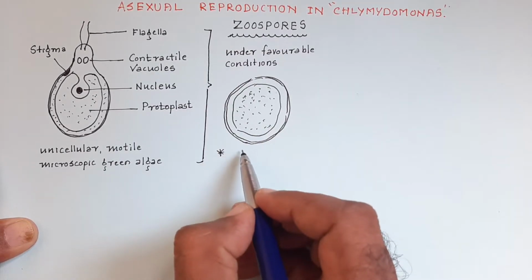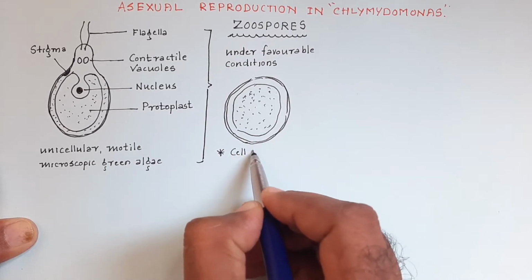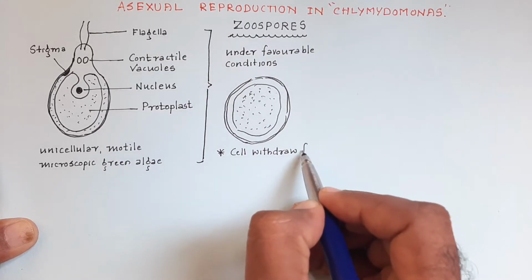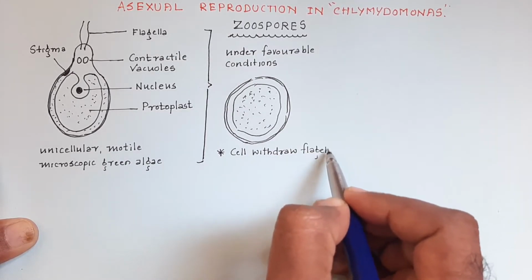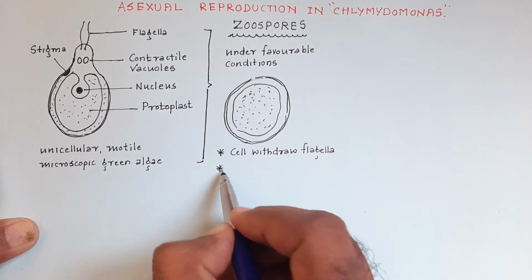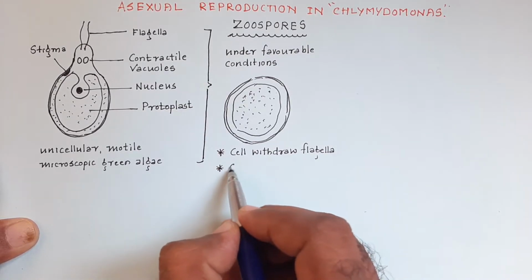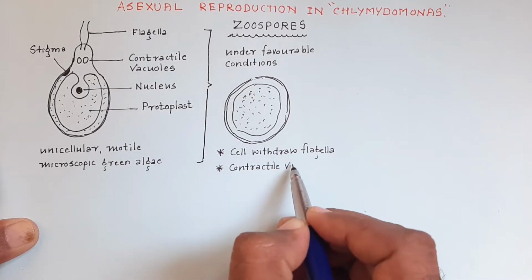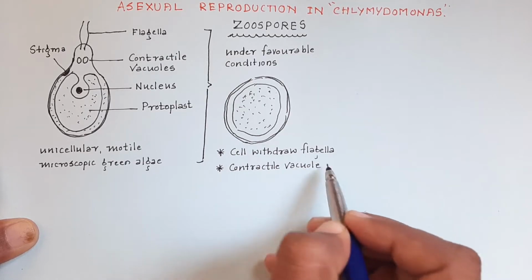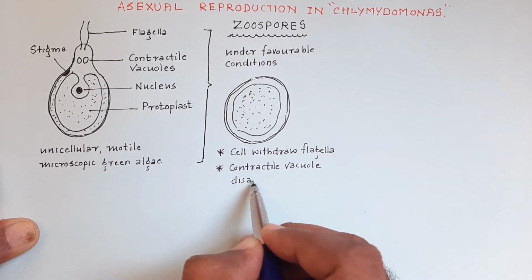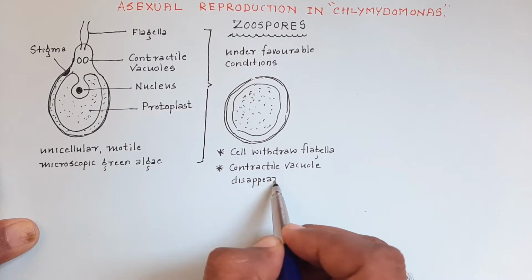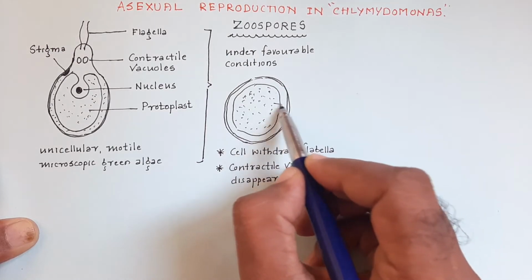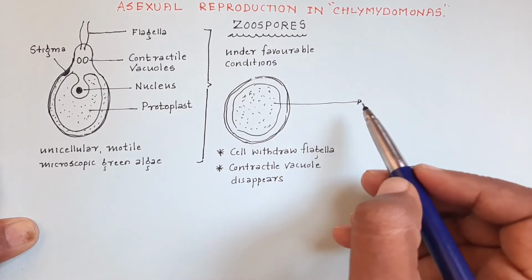The first one is that the cell withdraws its flagella. The second one is that the contractile vacuole disappears. So these are the two changes that take place initially. Then we have to consider the next one.